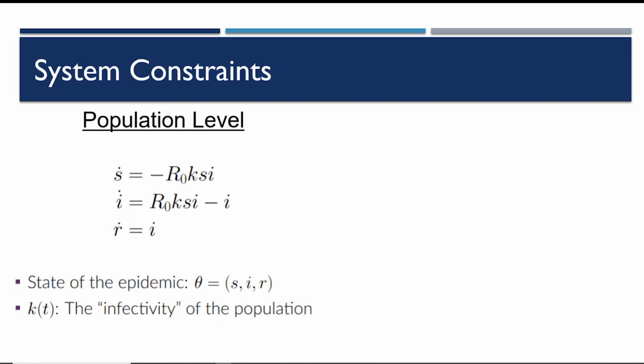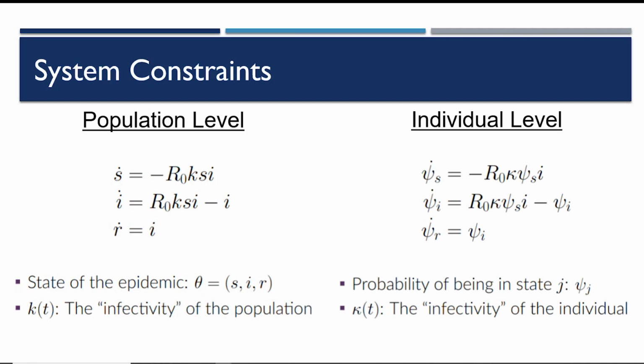So this is all well and good, but sadly we can't control the behaviour of the whole population. We can only control our own behaviour as an individual. So we can take an analogous set of ODEs, which instead of now keeping track of the proportion of the population, is now keeping track of the probability that you as an individual are either susceptible, infected, or recovered, given by psi. And what's important is that this K is now kappa. This is how much you as an individual are social distancing. So this is our big control parameter for this presentation, because this is what you as an individual can change. So that's the first thing, that's our disease model.